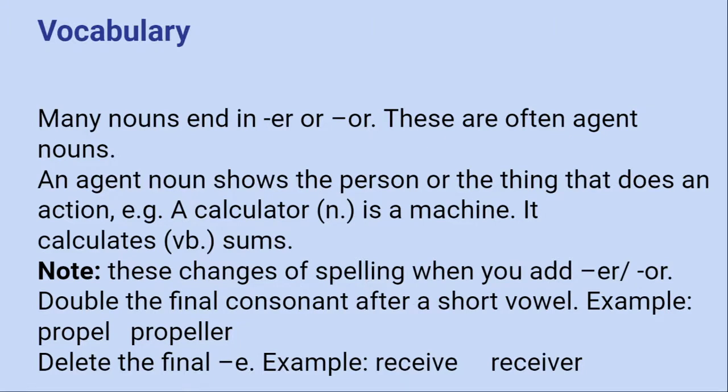It calculates here is a verb, and the noun is a calculator. So there are spelling changes when you add ER or OR. Double the final consonant after a short vowel. An example, propel, we double the last L, propeller. Delete the final E, example, receive, receiver.